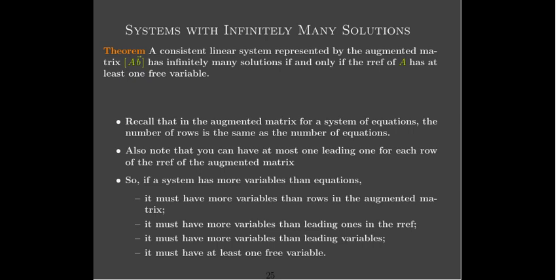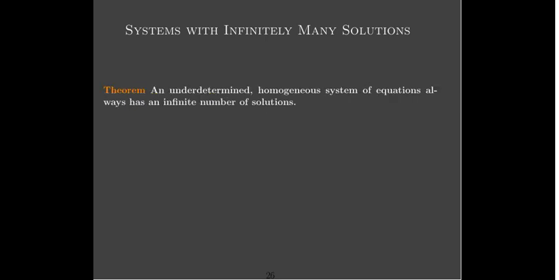And since it has at least one free variable, it must have infinitely many solutions. It has an infinite number of solutions. That's an underdetermined homogeneous system. So we're looking at both of those things, an underdetermined and homogeneous system of equations.